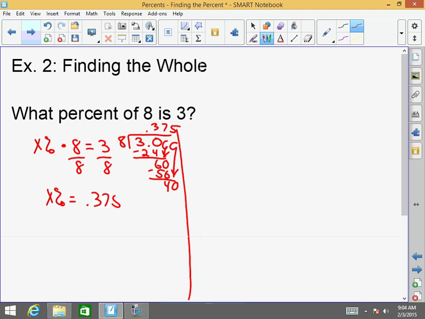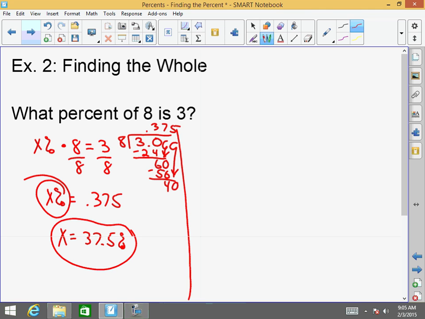Now, am I done here? No, because I have this percent here, right? So I got to move it to the right 2 places. X equals 37.5%. If you memorize the fractions that I told you to memorize, the conversions to decimals, your life is going to be very simple. If you don't, it's just going to take a little longer.